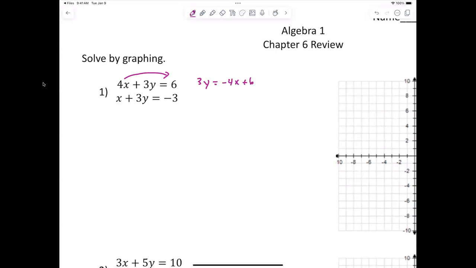Now, Colton, what do I need to do next? Then you go to the second one. No, I got to divide by what? Divide by 3. That's all I want. Tell me. Then you got y equals -4/3x plus 2. Perfect. That's the first equation.